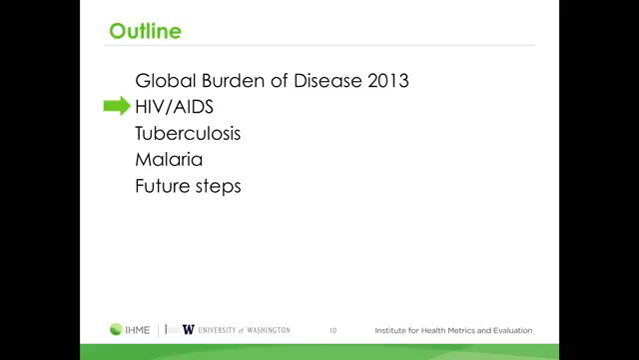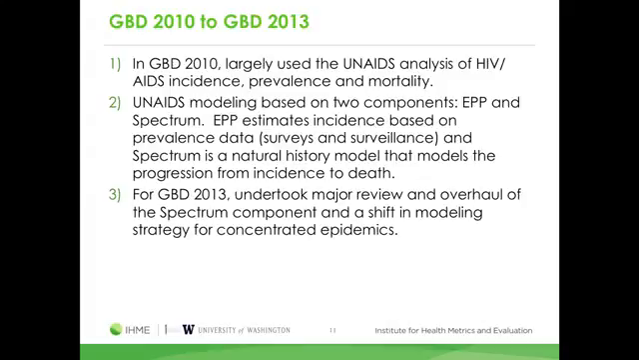So now I'd like to go into a little bit more detail on HIV, AIDS, tuberculosis, and malaria, highlighting some of the key changes and some of the key challenges as we see it. In the GBD 2010 for HIV/AIDS, we largely used the very extensive modeling effort undertaken by UNAIDS as an input into the GBD 2010 with minimal change, except around cause of death, where we forced the sum of cause-specific mortality to equal the demographic estimates of all-cause mortality. But bar that, no change.